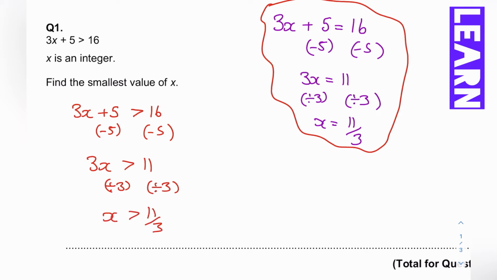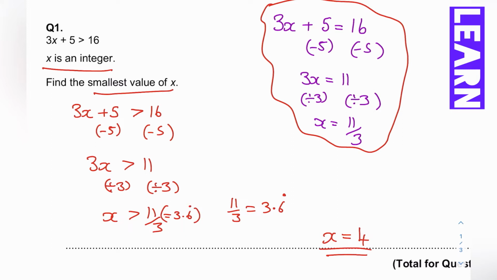This then tells you to find the smallest value of x. Well, we know that 11 over 3 is the same as 3.6 recurring, and it wants the smallest value of x, where x is an integer. So that means it has to be a whole number. So therefore x must be equal to 4. That is the smallest number which is bigger than this 3.6 recurring.